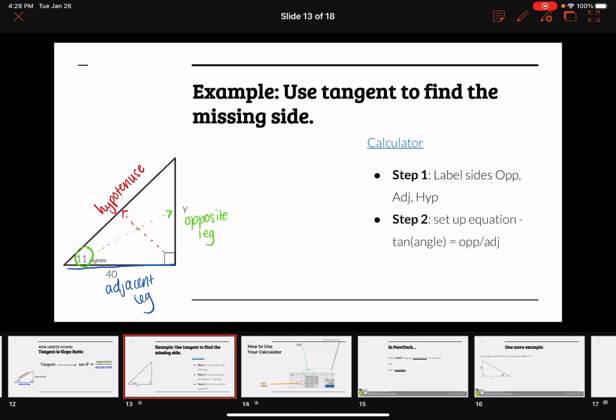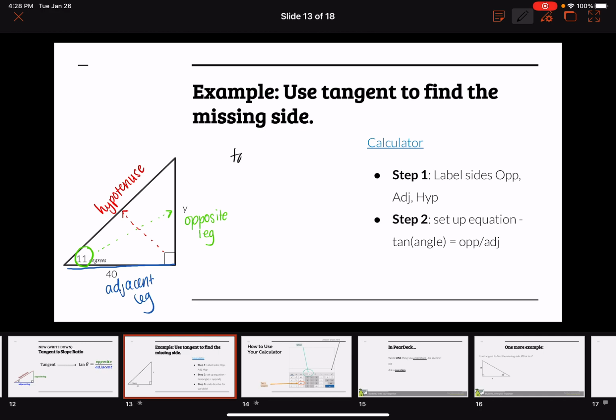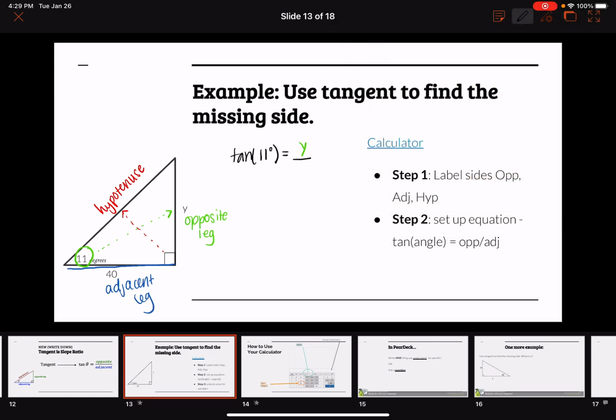Step 2 is to set up an equation. Tangent of our angle, 11 degrees, equals opposite, y, divided by adjacent, 40. Our next step is to use our calculator and undo and solve.